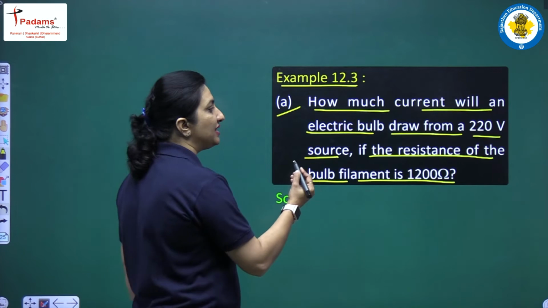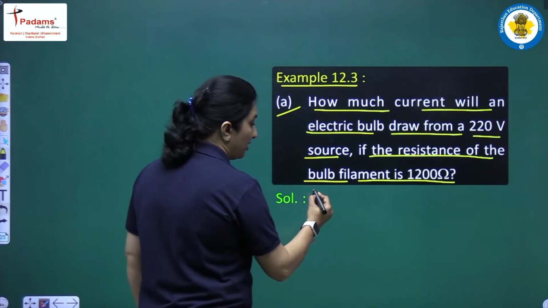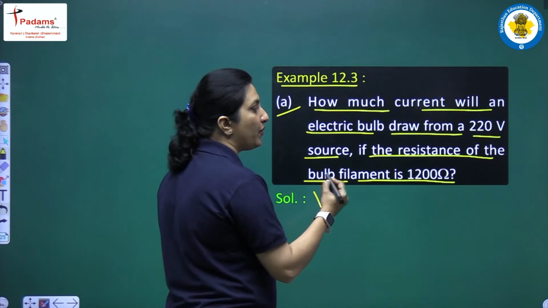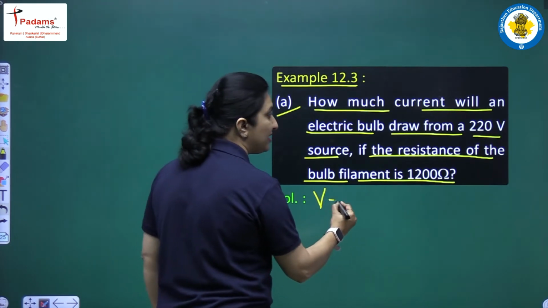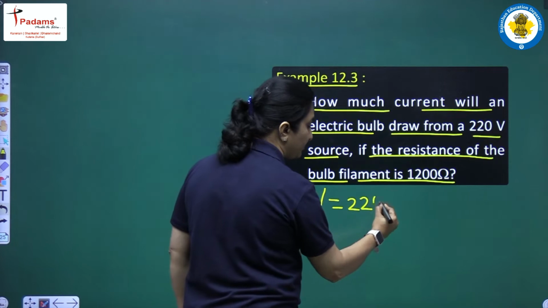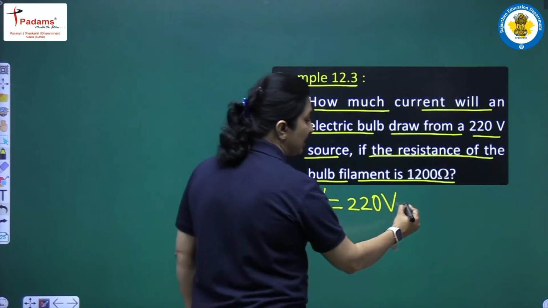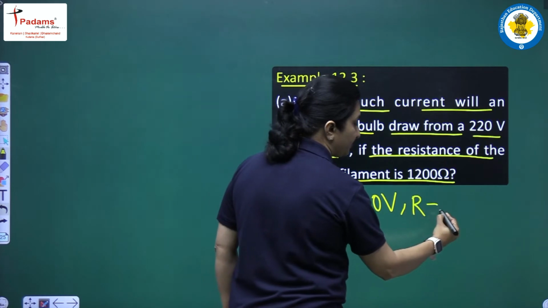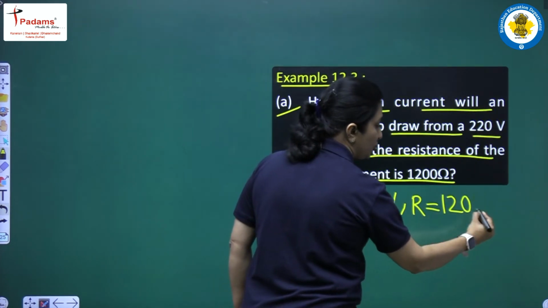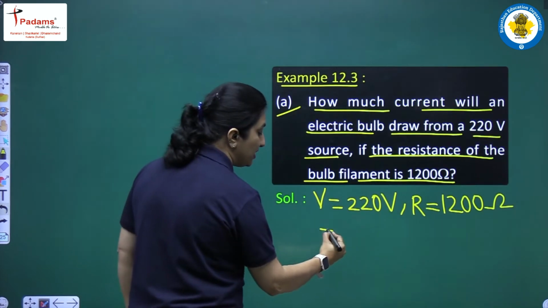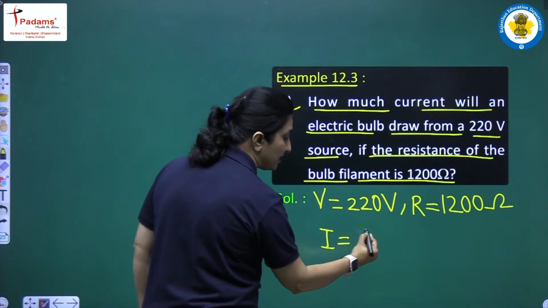So here we are given that we have an electric bulb drawing a potential of 220 volts from the source. So V is given as 220 volts and the resistance is given as 1200 ohms. Now here what we need to calculate is the current I.